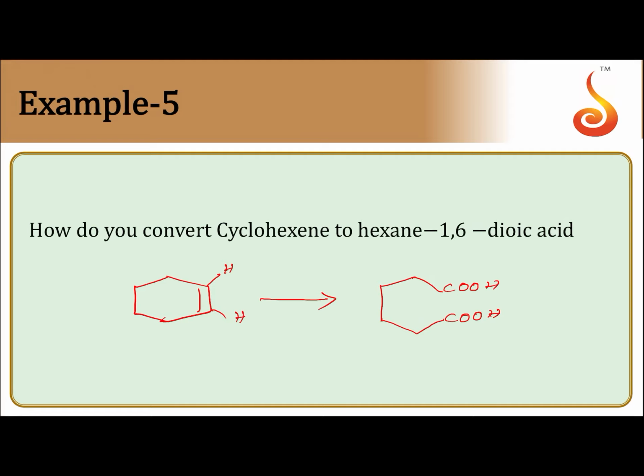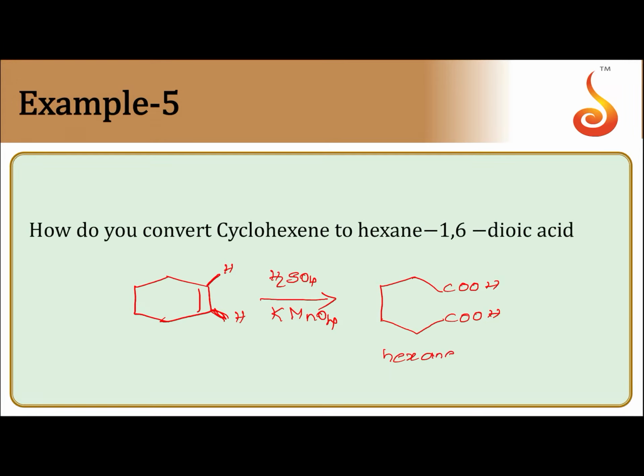When an alkene is treated with acidic KMnO4, the carbons forming the double bond will be converted to carboxylic acid if they have hydrogen. So here there is hydrogen and here also there is hydrogen. So when it is treated with acidic KMnO4, you will get the corresponding dicarboxylic acid.